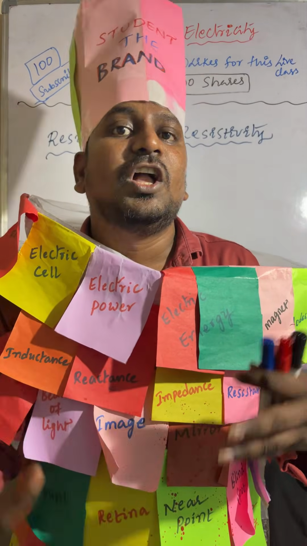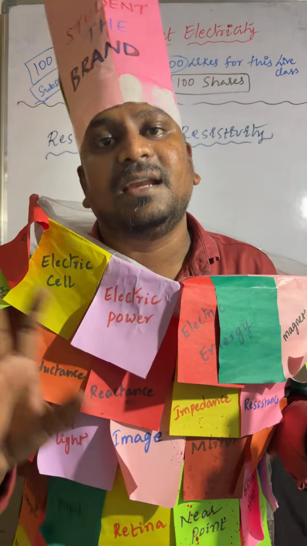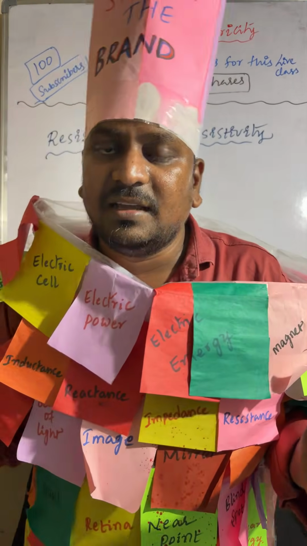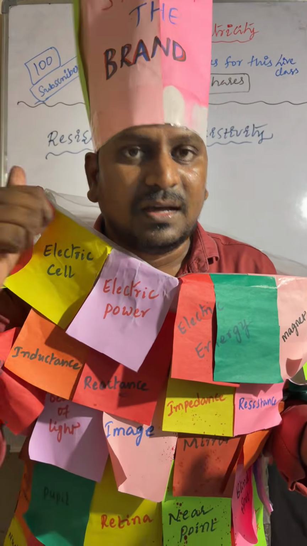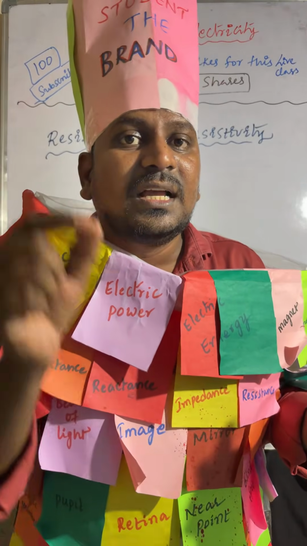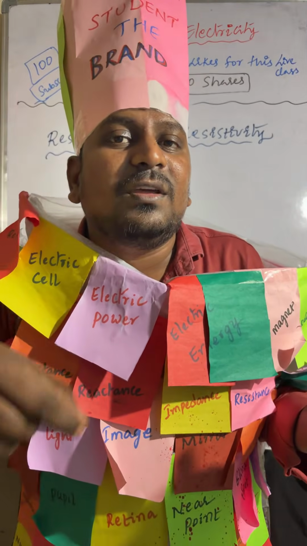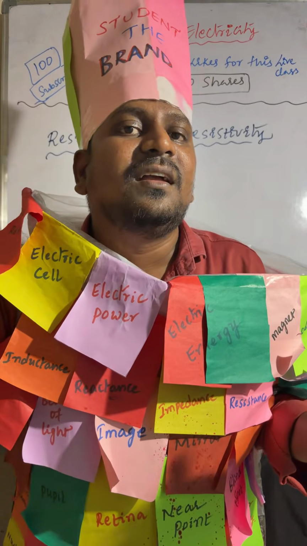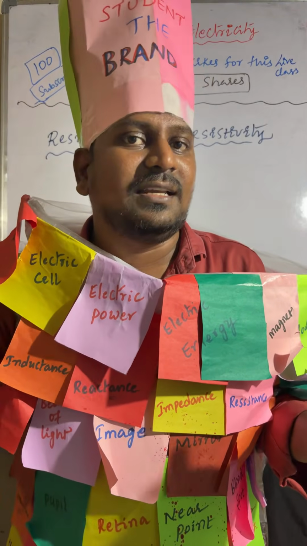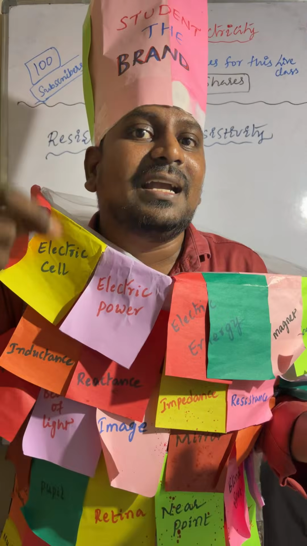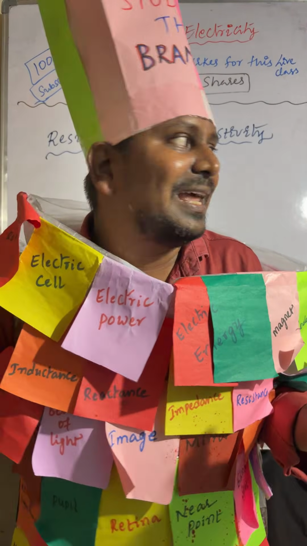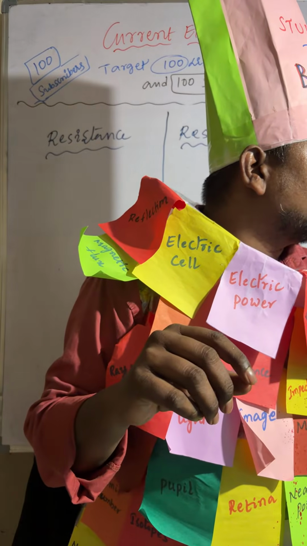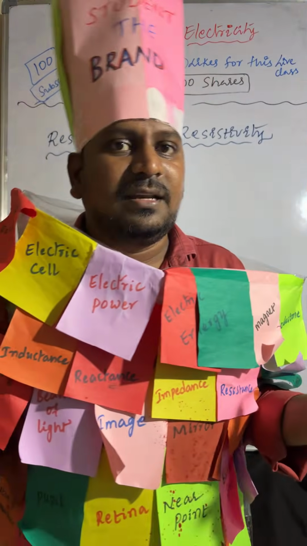A resistor is a device which is used to oppose the electric current. Resistance is the phenomenon of opposing the electric current. Here two terms are very important: a resistor and a resistance.